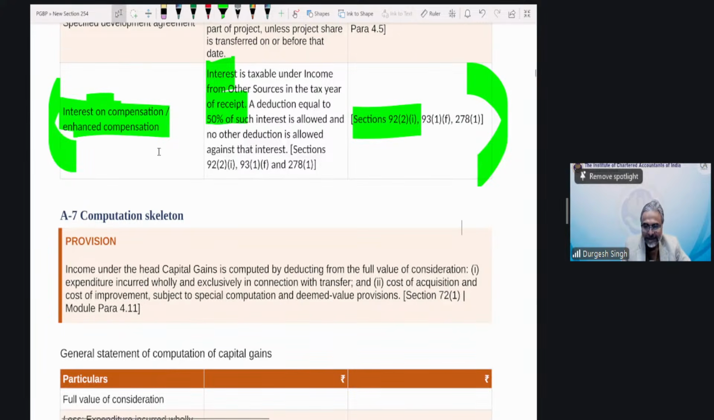In this case, but just remember this: interest on enhanced compensation is taxable in the year of receipt. In the year of receipt, do we have any deduction for that interest amount? Yes, there is a flat 50% deduction, students, that has been allowed in this case. That is it. So it's more like a standard deduction, students. So IFOS, congratulations, students. IFOS also has a standard deduction. In fact, there are 2 or 3 standard deductions under the IFOS.